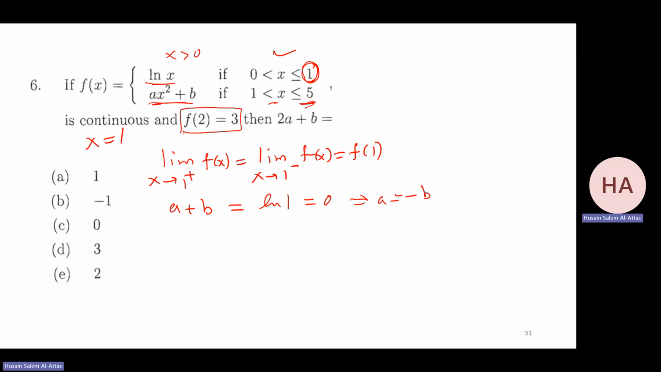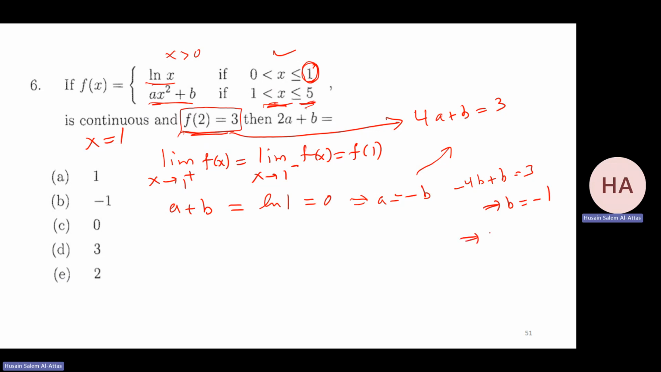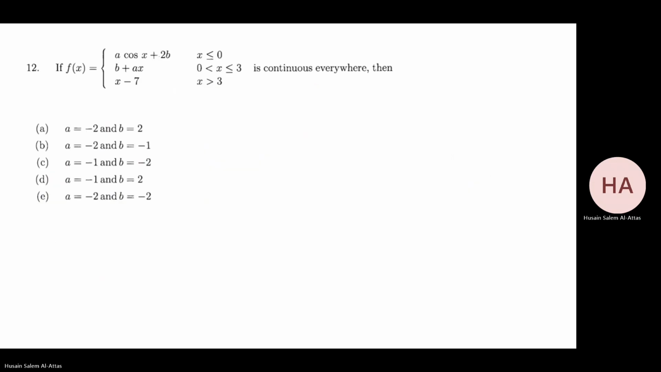There is something else he gave us, f of 2 equals 3. This will give me another equation. Since f of 2, I am here, so I have 4a plus b equals 3. Plug it here, so I have minus 4b plus b equals 3. So it means b equals minus 1 and a equals 1. So 2a plus b will be what? 2 minus 1, which is 1. So this is the answer.